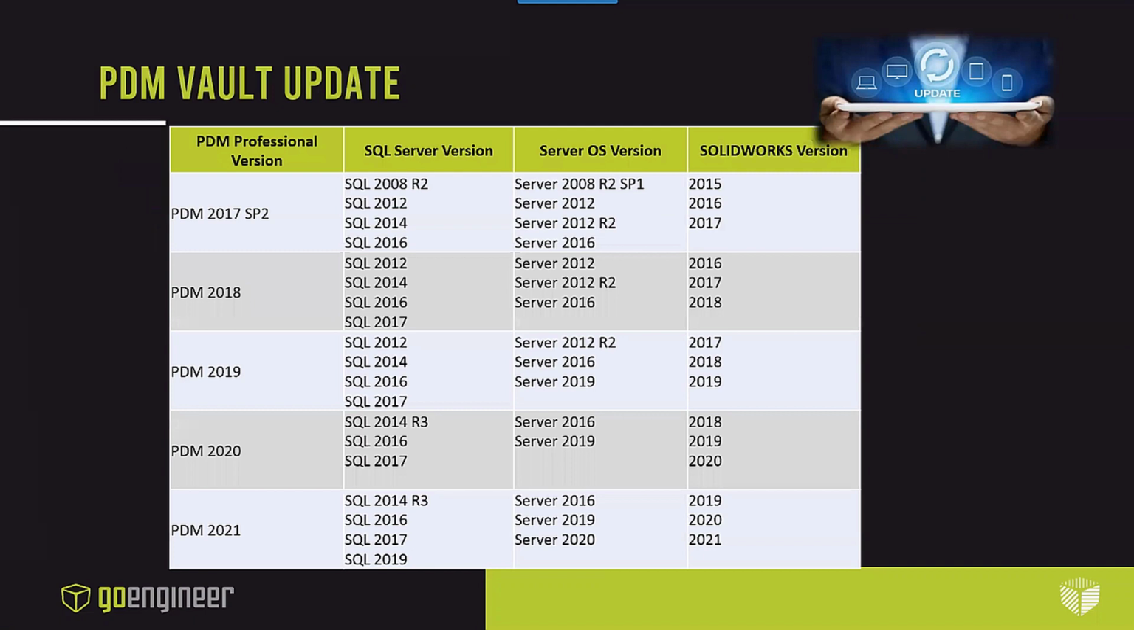This can get pretty confusing, and I actually created my own table just to make sure I've got this covered. So for example, if I go down the left column to PDM 2020, I can see across that it's compatible with SQL 2014 R3 through SQL 2017. The operating system version would need to be either Server 2016 or Server 2019. And then we can see the backwards compatibility of SOLIDWORKS versions.